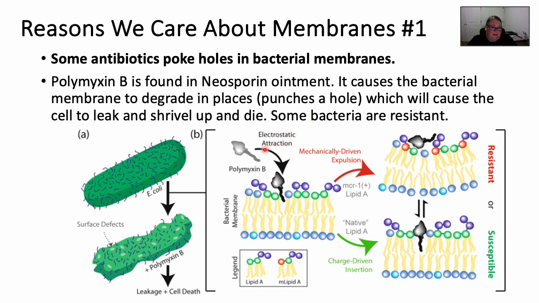So what happens is polymyxin B is electrostatically attracted. I believe it's positively charged and your cell is negatively charged, so it's going to be attracted to your membrane. Here we go. What's going to happen is this charge is going to allow it to slip into the membrane, and this is how it's going to punch a hole in it, and the cell can't come back from this.